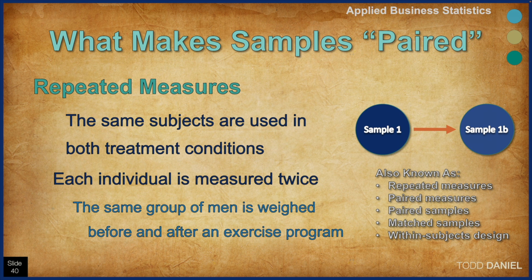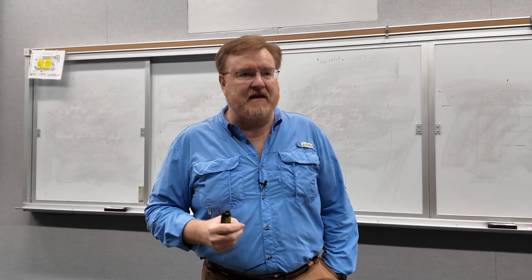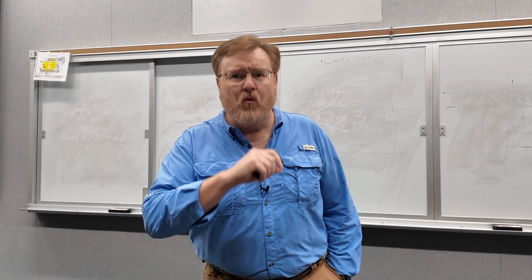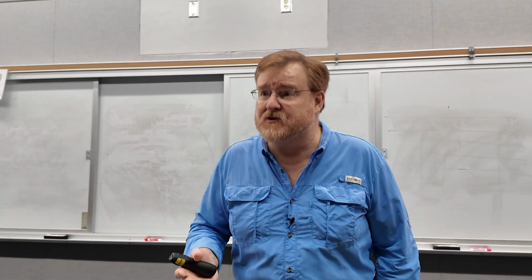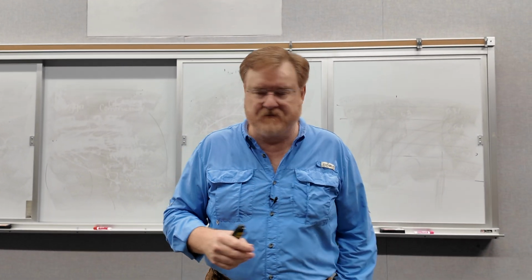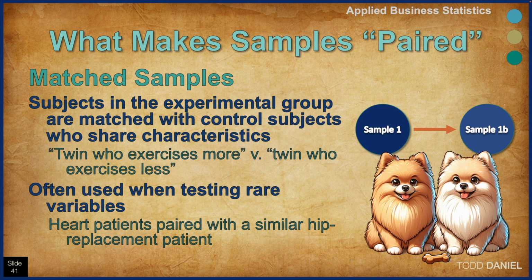Paired samples t-tests are also known as repeated measures, paired samples, matched samples, or a within subjects design. The second of the two ways that we can get paired samples would be to use twins, or something like twins. In a matched sample, subjects in the experimental group are matched with control subjects who share the same characteristics.